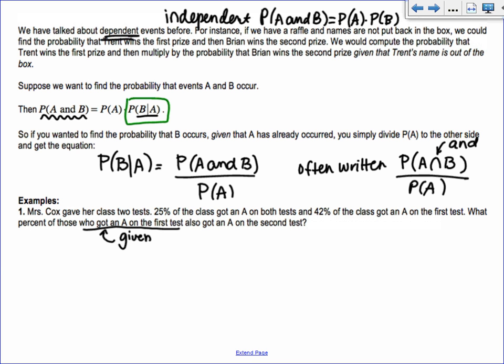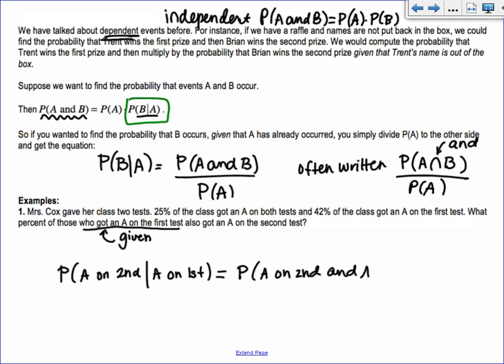So we've already eliminated part of the possibilities, because we're saying they definitely got an A on the first test. Now what's the probability that they got an A on the second test? So we're doing the probability of an A on the second test given that they got an A on the first test. It works out to be the probability that they got an A on the second and an A on the first, and then you're dividing by the probability that they got an A on the first.